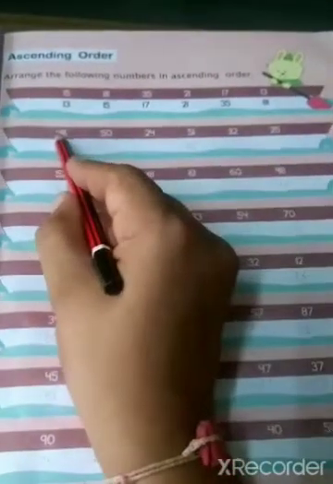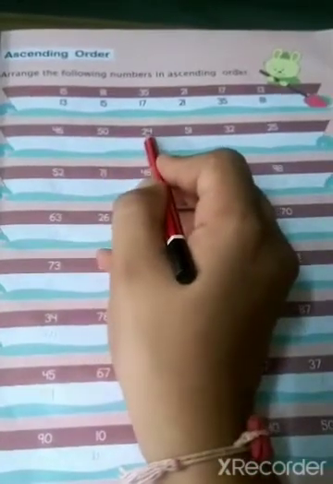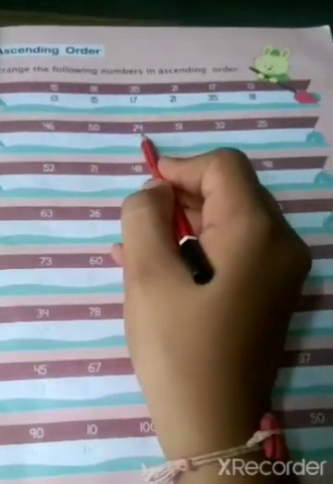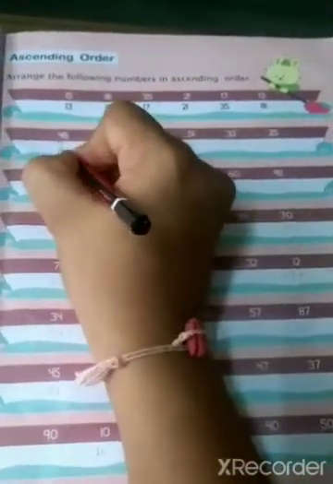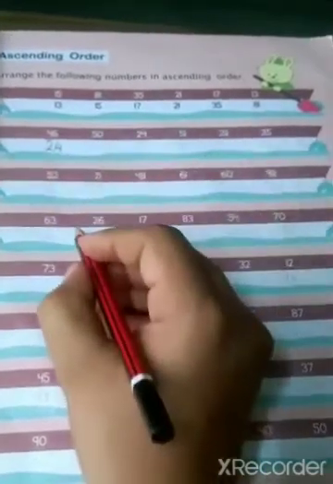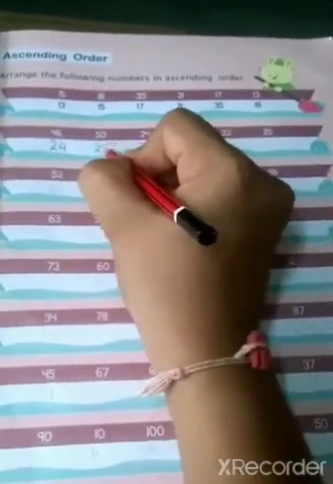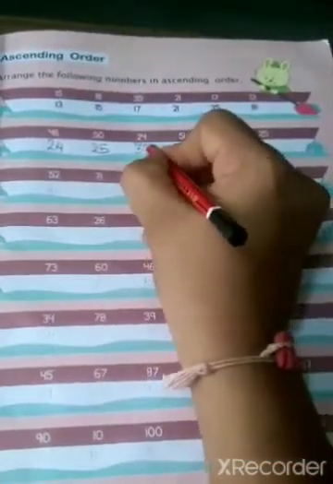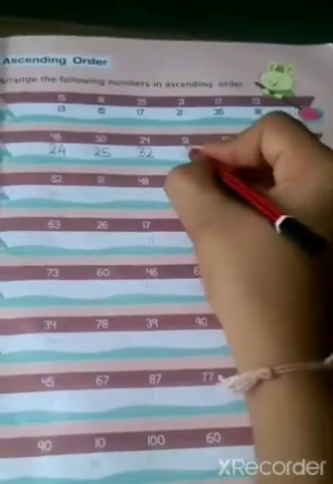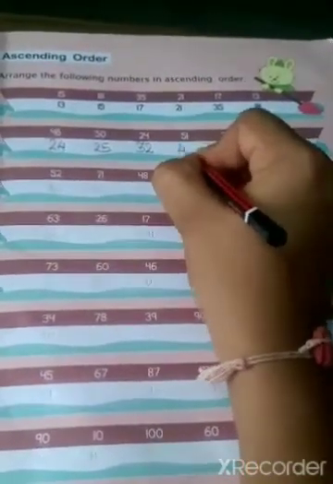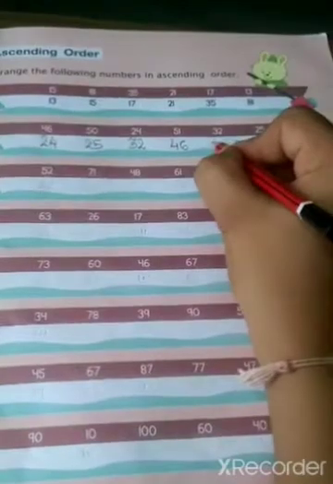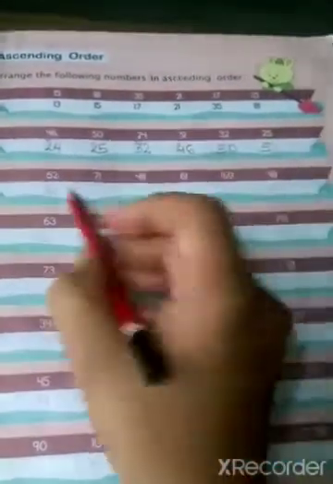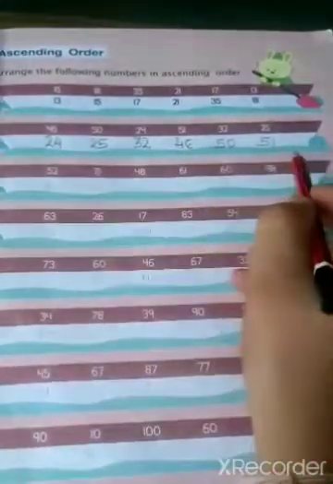Like this, here 46, 50, 24, 51, 32 and 25. So which is the smallest? 24 is the smallest. So first 24. Then 25. Then which one? 32. Then 46. Then 50. And last value is the 51. So you arrange these values small to big.